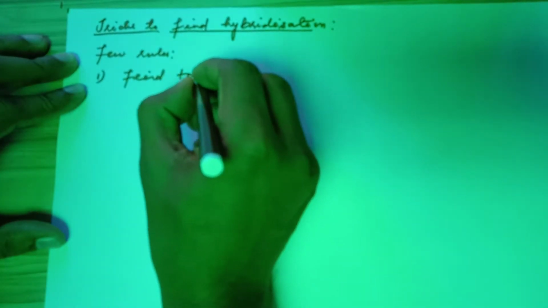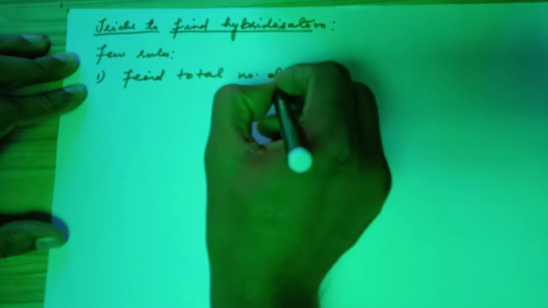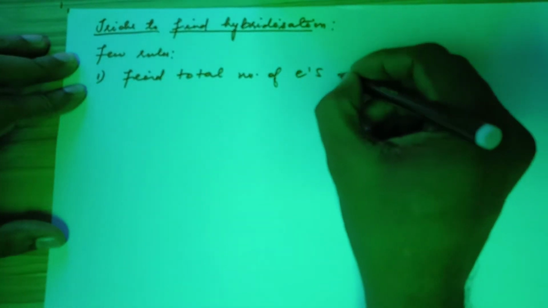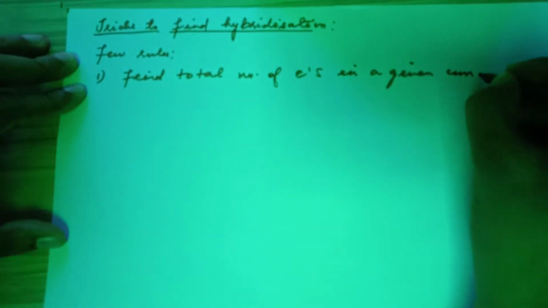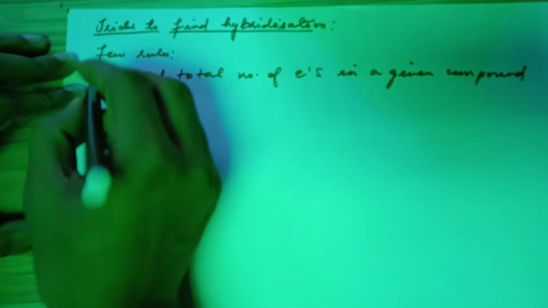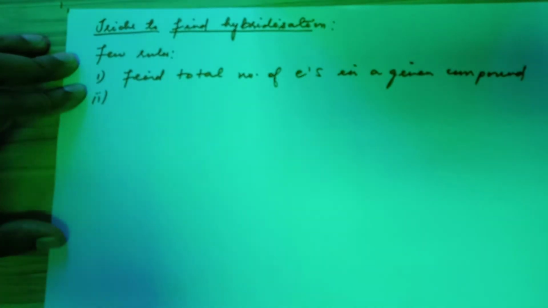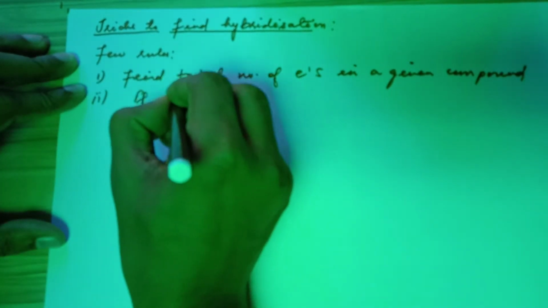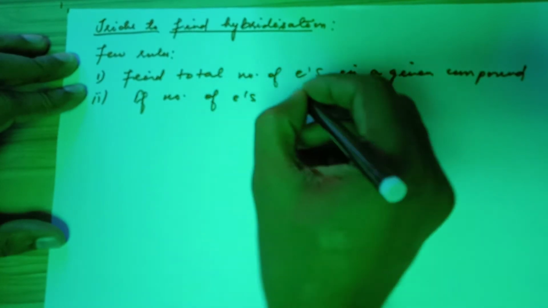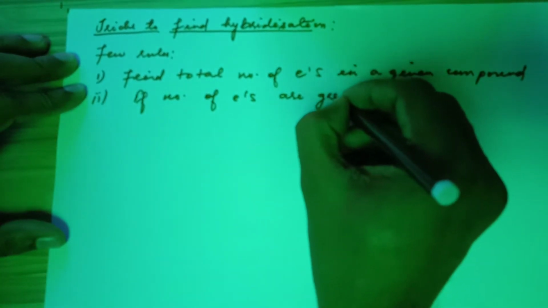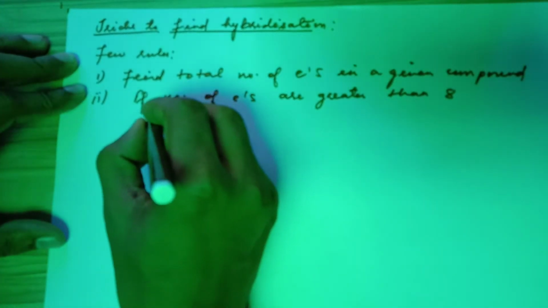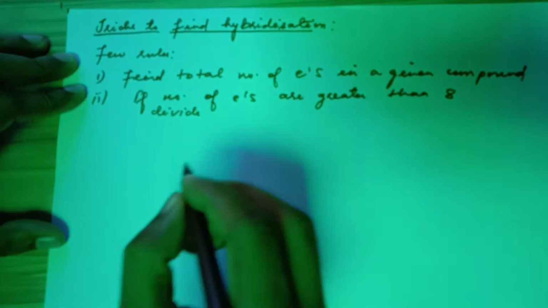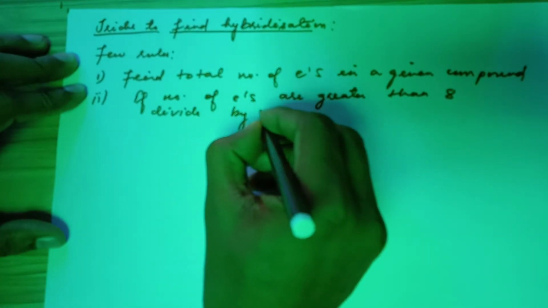Case 1: find the total number of electrons in a given compound. Second case, if the number of electrons is greater than 8, divide by 8.